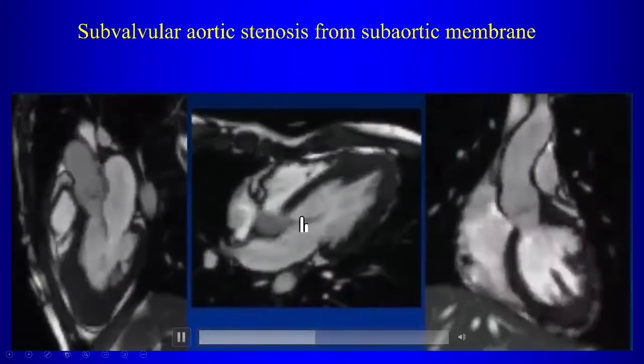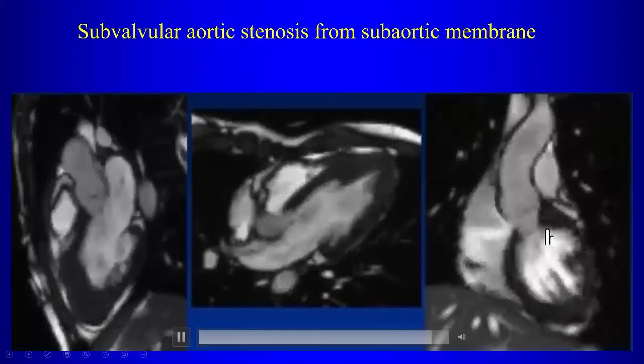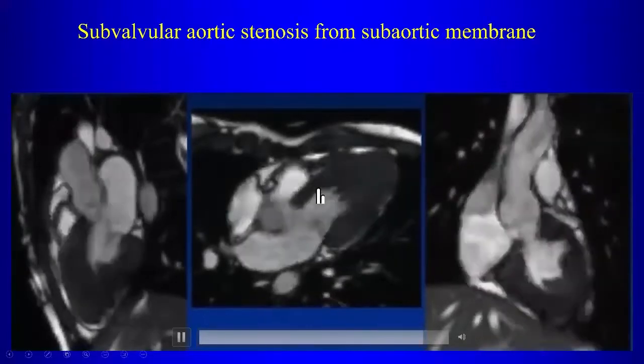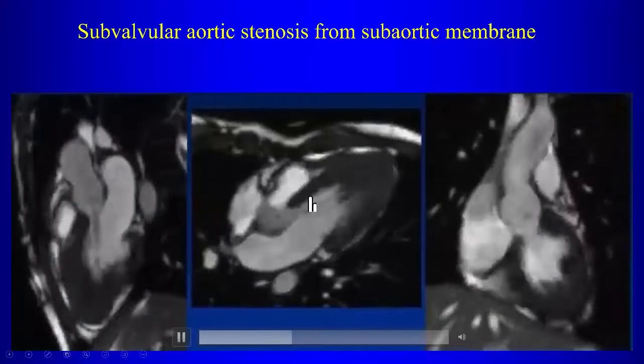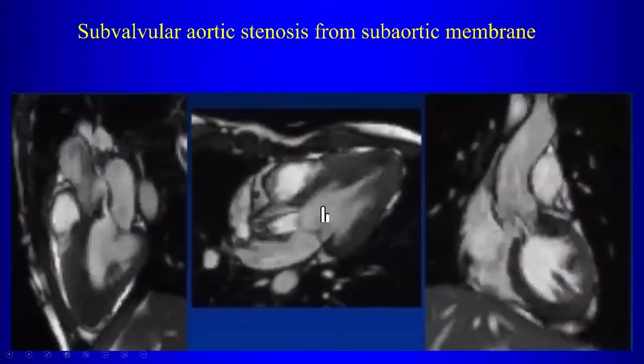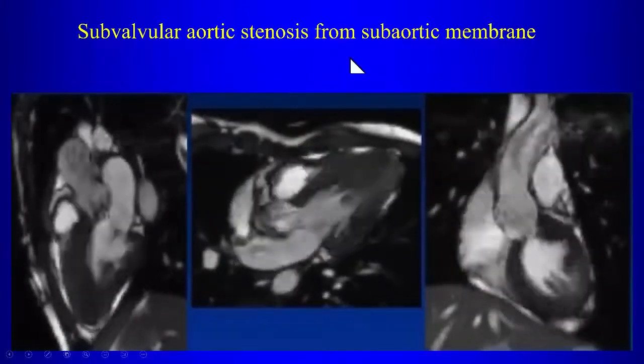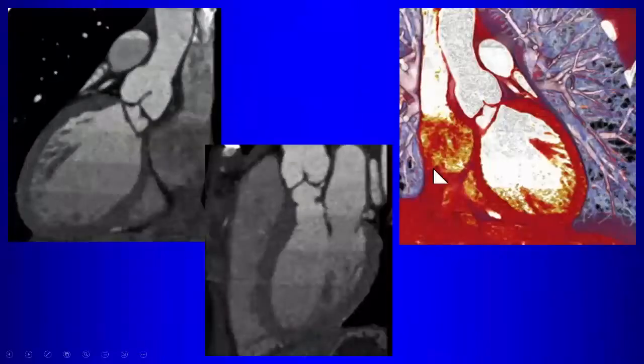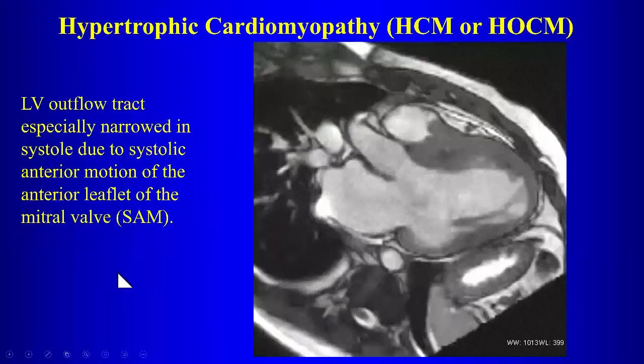So the flow disturbance starts below the level of the aortic valve, and here you can actually see the membrane going across. There's no hypertrophy, right, to say that this was hypertrophic cardiomyopathy. So in this case, that was a subvalvular membrane. And then here's another example, you can see it a little better on this CT. There's the subvalvular membrane going across, and here it is on this volume rendered view. There it is partially, okay? So that can give you subvalvular aortic stenosis.